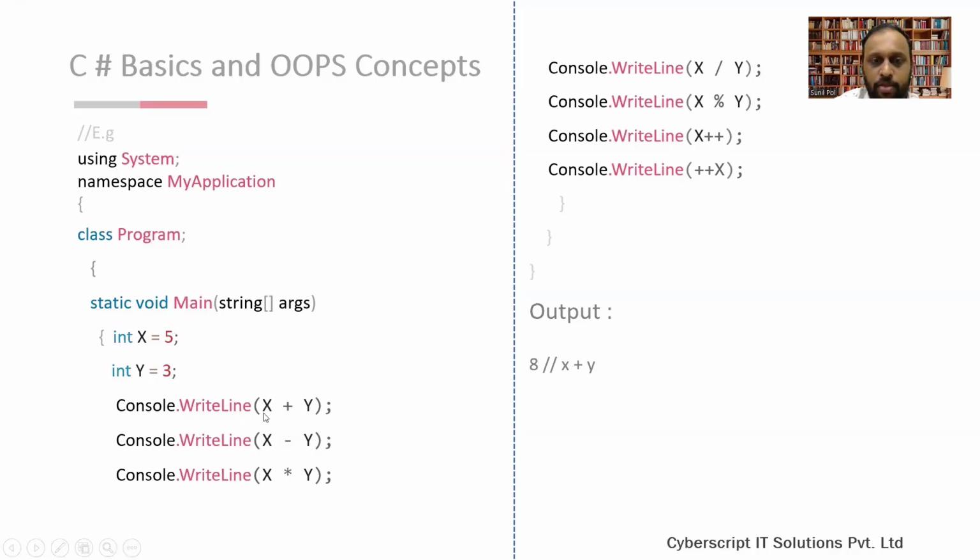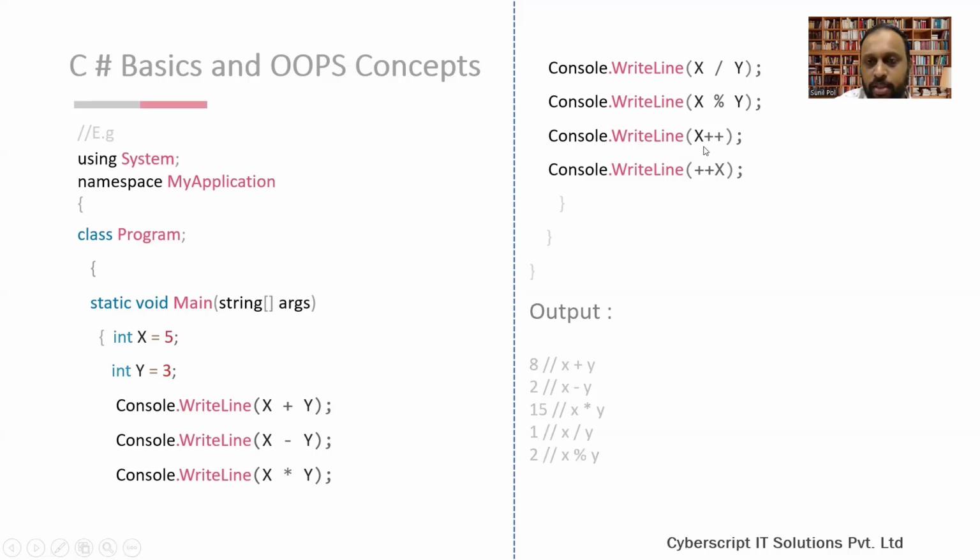WriteLine method. So here x + y is 8. Then the next one is 2, since 5 - 3 is 2. Then x * y, that is 15. x / y, that is 5 divided by 3, which is nothing but 1. Then the mod would be 2.